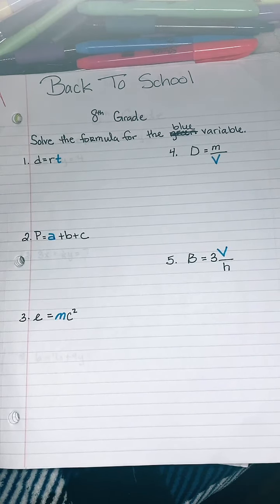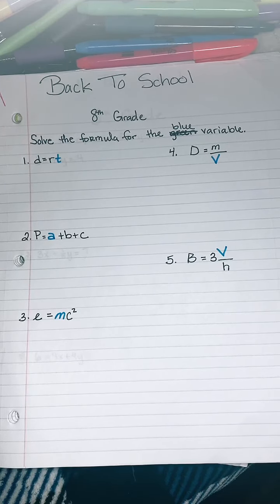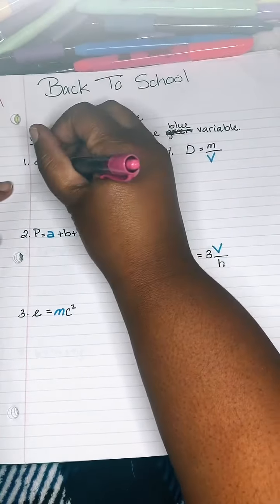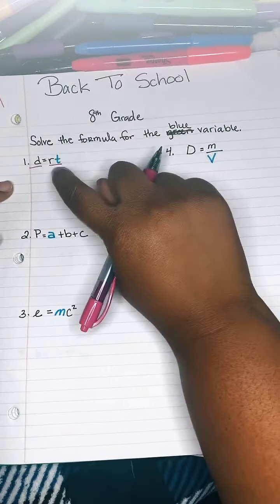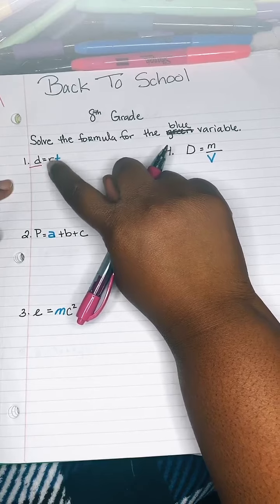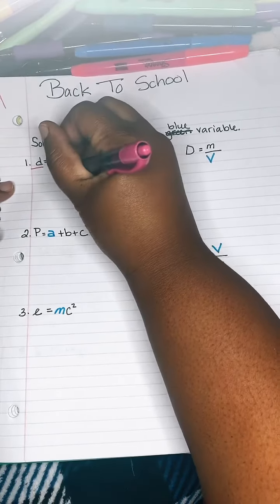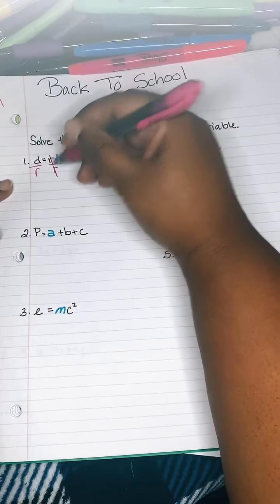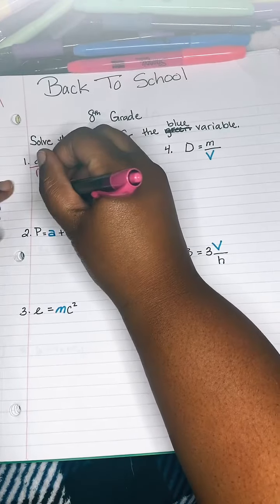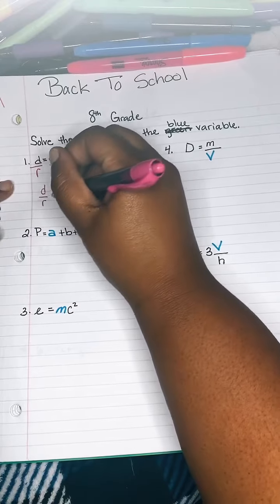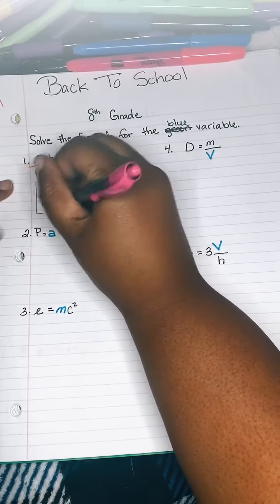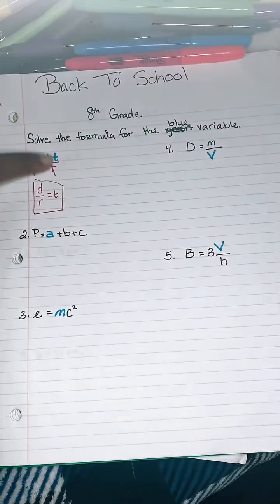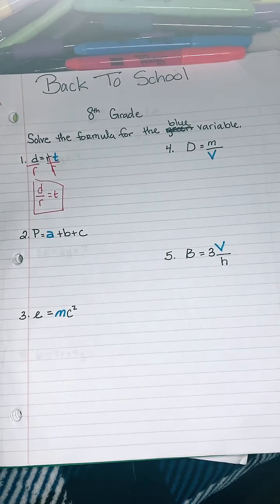Does anybody know? Ooh, that said divide. Yes. Ava, divide by R. Excellent, you guys. Whenever two letters are next to each other, they're multiplied together. And to undo multiplication, we would have to divide both sides, where the R's would cancel here. And so we would have D divided by R equals T. And that is T by itself. So we solved for it.